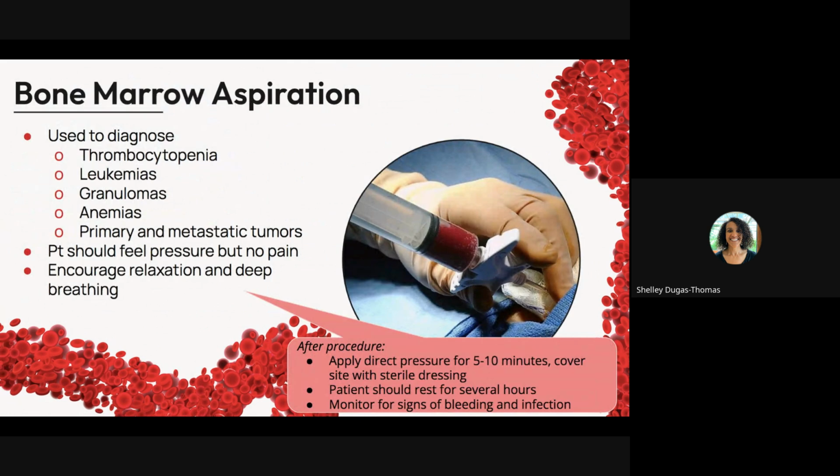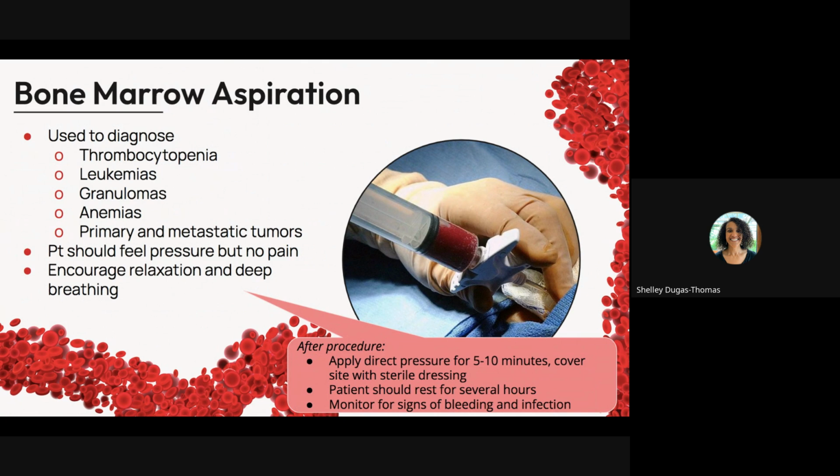A bone marrow biopsy or aspiration could be performed as a result of thrombocytopenia, leukemias, anemias, or any primary or metastatic tumors. It's usually performed at the posterior iliac crest with the patient prone or in lateral position. Patients may feel pressure during needle insertion and a brief pulling pain during marrow removal, and occasionally a scraping or crunching sensation as the needle penetrates the bone.